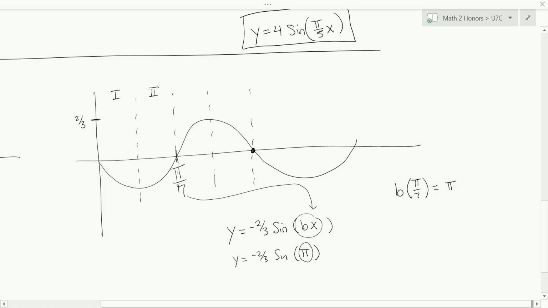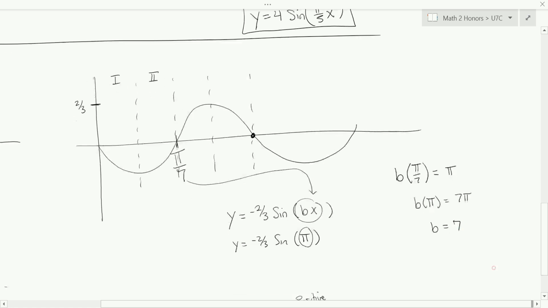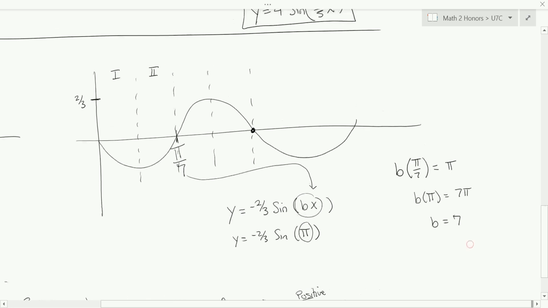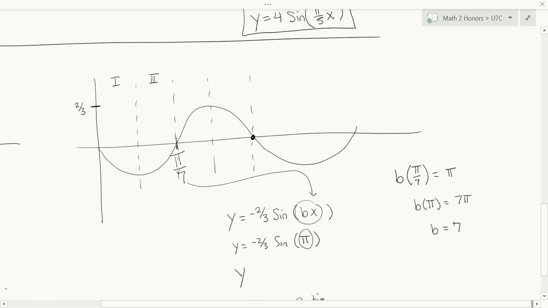And then we're going to solve for b. I'll multiply both sides by 7 to get b times pi is equal to 7 pi. And then I'll divide by pi and get b is equal to 7. And now I found it, and I can finish it off by writing my full equation: y equals negative 2/3 times the sine of 7x. That's how writing equations go.